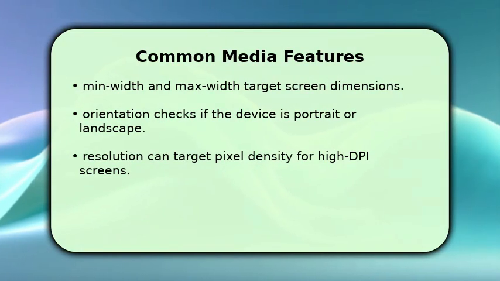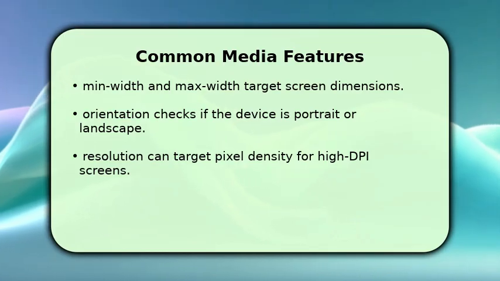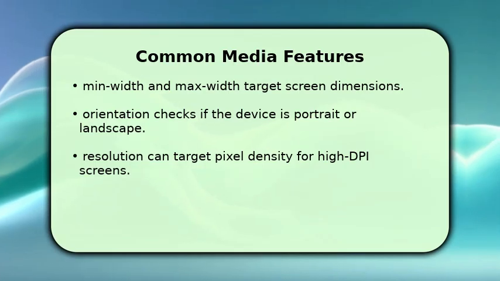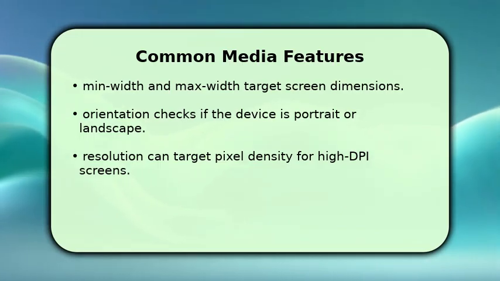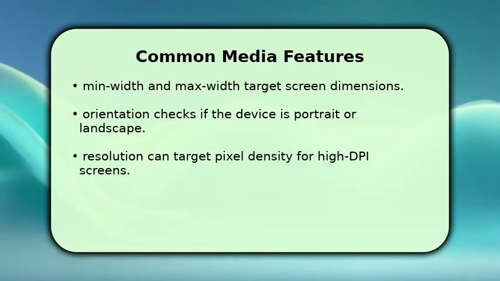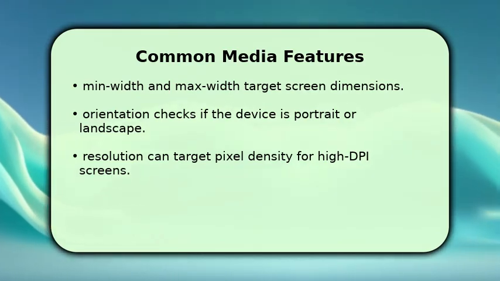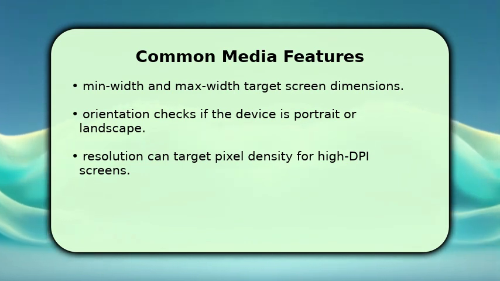Several common media features are essential for responsive design. Min-width and max-width are frequently used to apply styles within a specific range of screen dimensions, like for devices between 768 and 1024 pixels wide. The orientation feature lets you differentiate between portrait and landscape modes. Additionally, resolution can target devices with varying pixel densities, ensuring your images look crisp on high DPI displays, providing a tailored experience for every user.